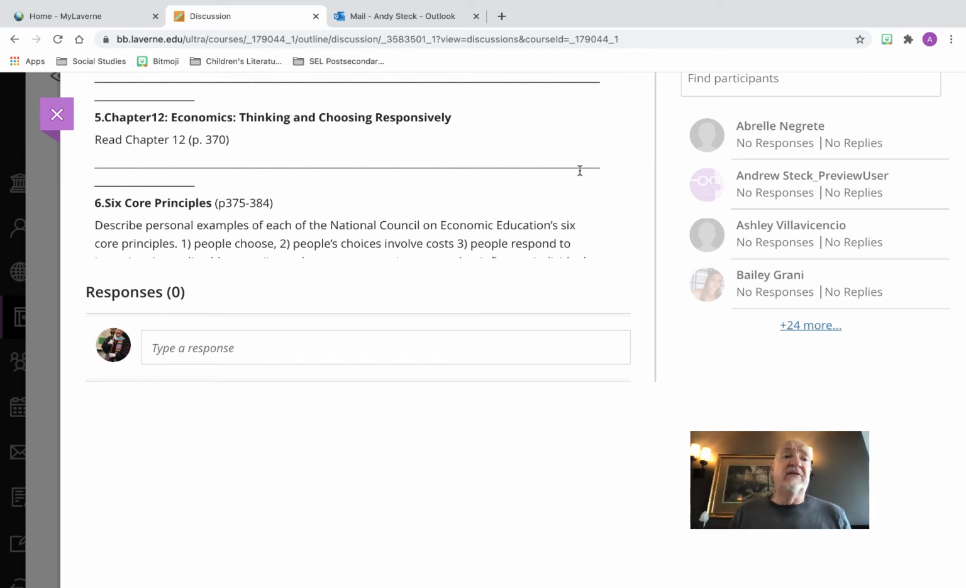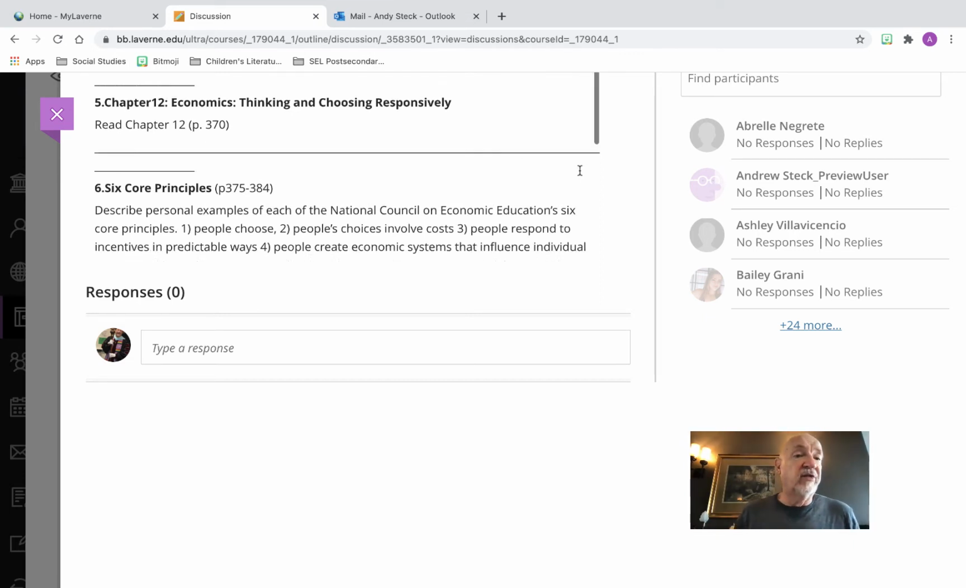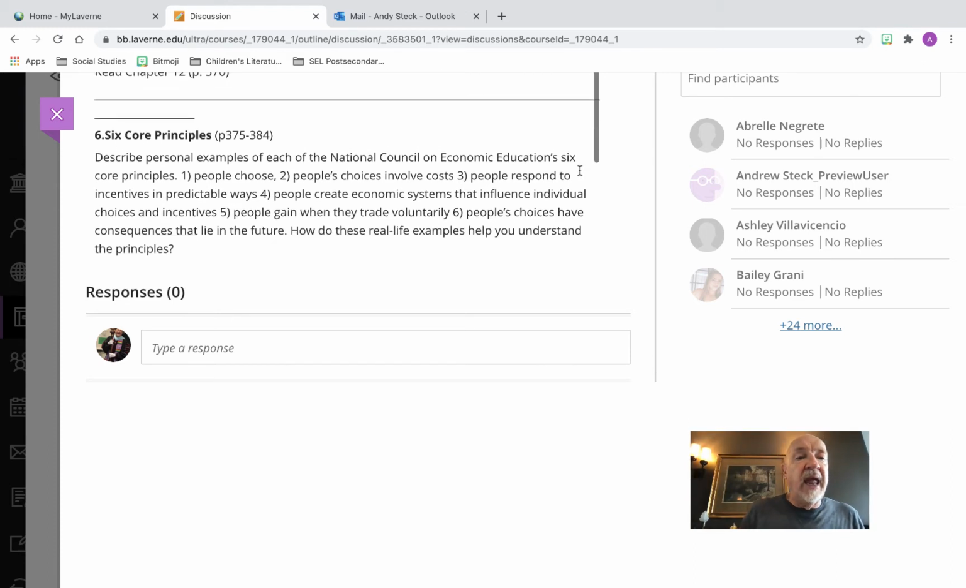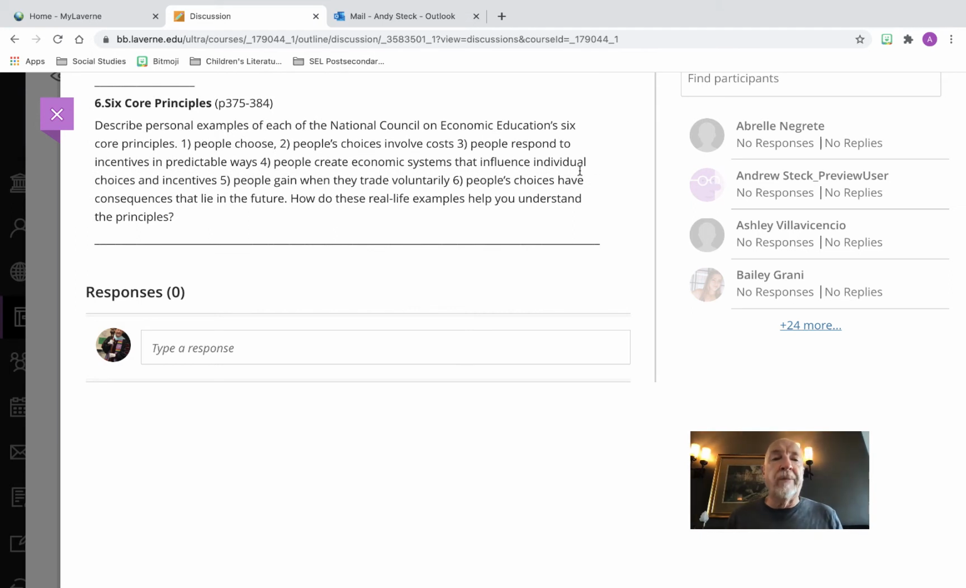The fifth activity this week is to read chapter 12, which starts on page 370. It's Economics: Thinking and Choosing Responsibly. Then you're going to take a look at the 6 core principles on pages 375 through 384. You're going to describe personal examples of each of the National Council on Economic Education's 6 core principles.